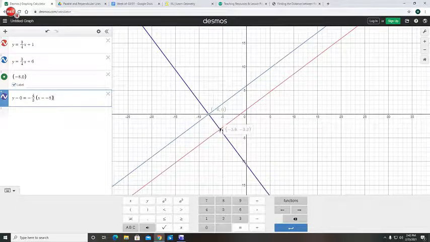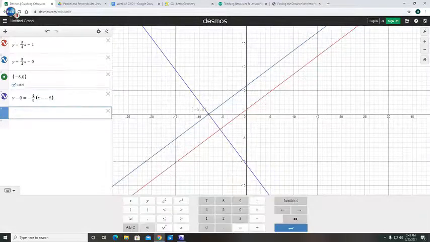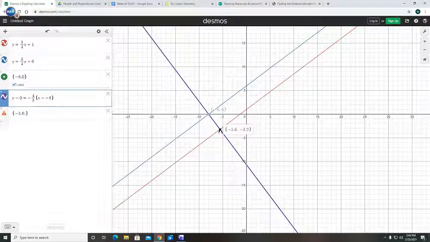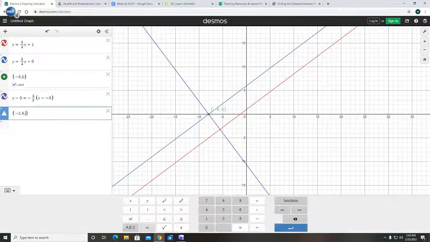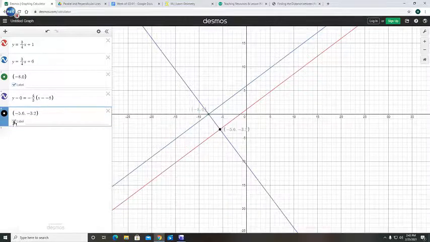And here's the other point: -5.6, -3.2. Label. All right, now we just got to do the distance formula to figure out how far it is from here to here, and that's how far the two lines are from each other.